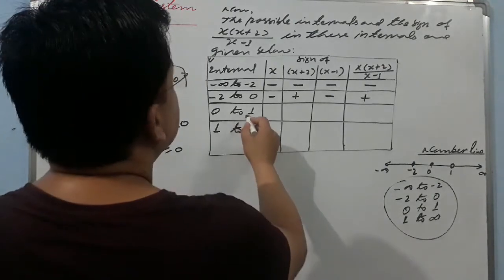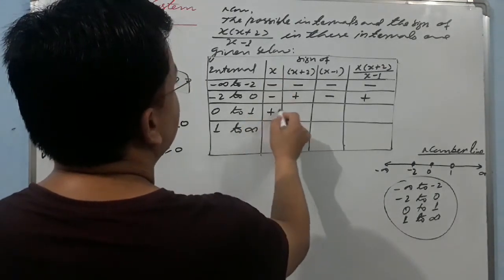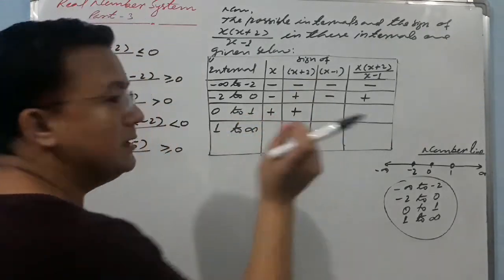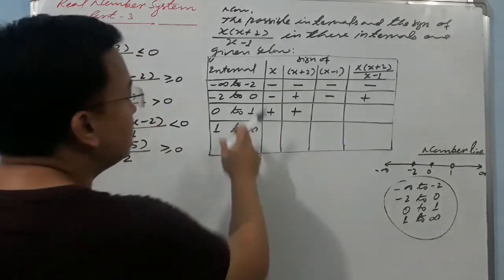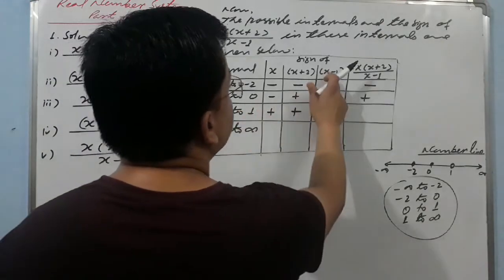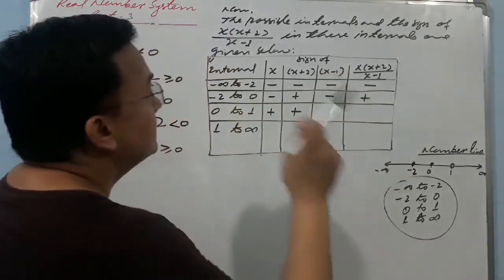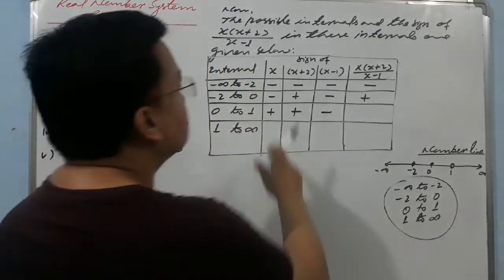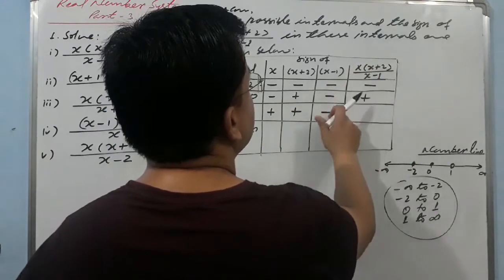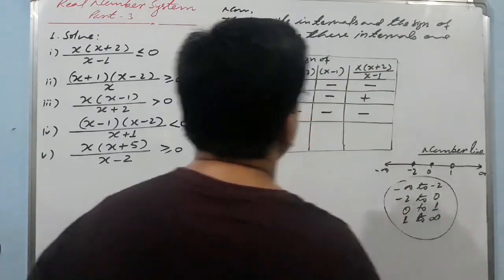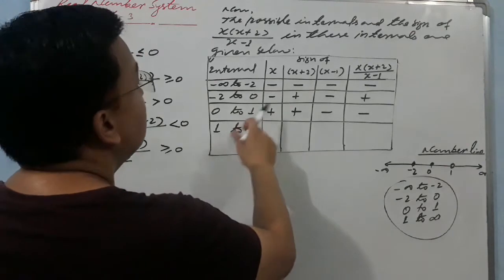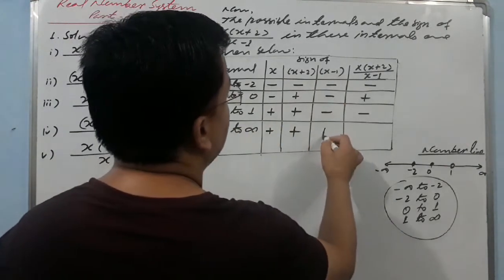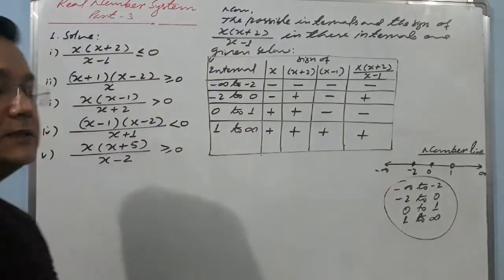And next, 0 to 1. Here x is positive, so x plus 2 is positive. I have chosen 0.5; you can choose any number between 0 and 1. 0.5 minus 1 is negative. You only have to see the sign, not the value. Positive upon negative means negative. And for numbers more than 1, everything is positive, so you are going to get positive.